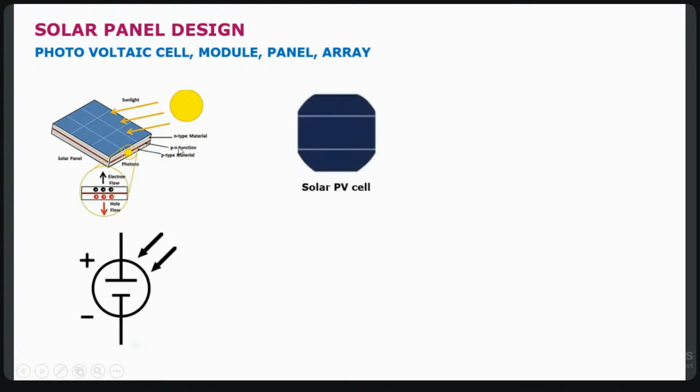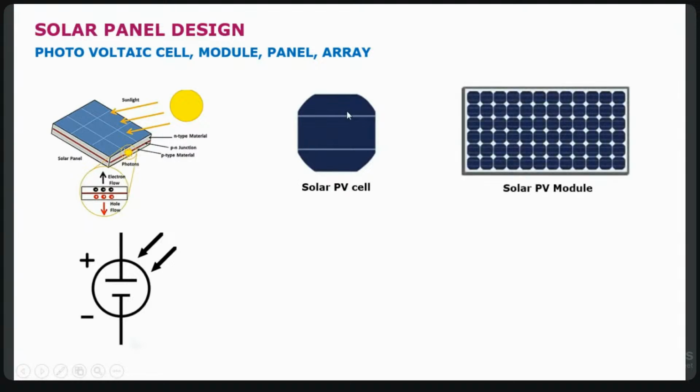So this is the single solar PV cell. Now a combination of solar PV cells is called what? A solar PV module, meaning more than a single cell. Suppose in this module, in rows and columns, it has 6 and 12, so totally it has 72 cells. The combination of PV cells is nothing but a solar PV module.